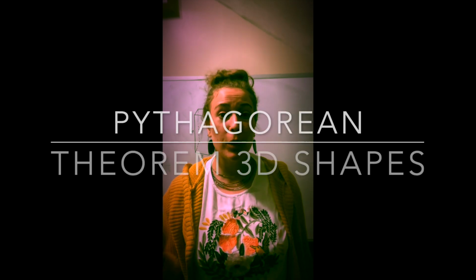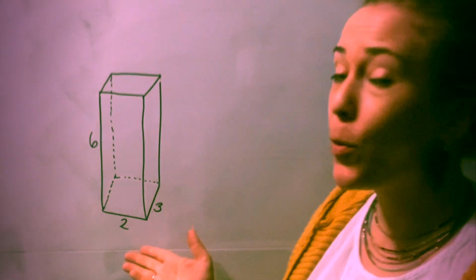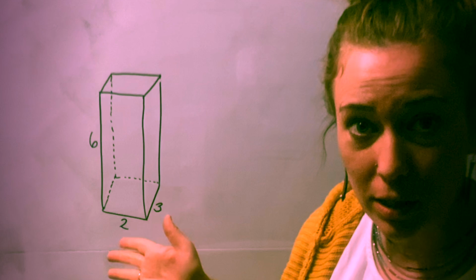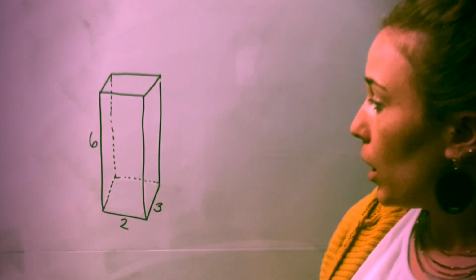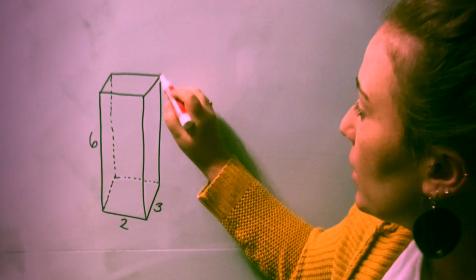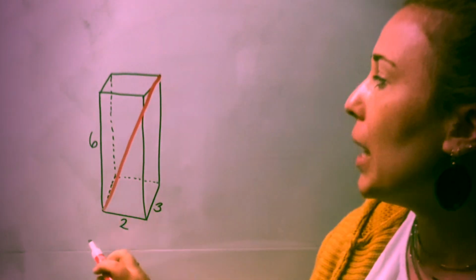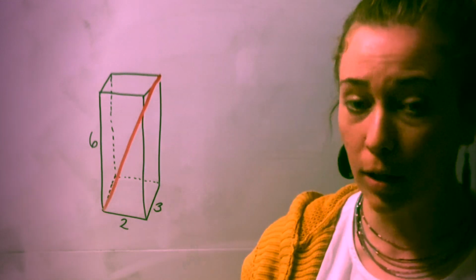Hello there, and in this video we are taking the Pythagorean theorem one step farther. So let's say we have a three-dimensional shape. This is a rectangular prism, right? Well, if we want to find the diagonal of the entire shape, so from the top to the bottom, we'd use the Pythagorean theorem, right?